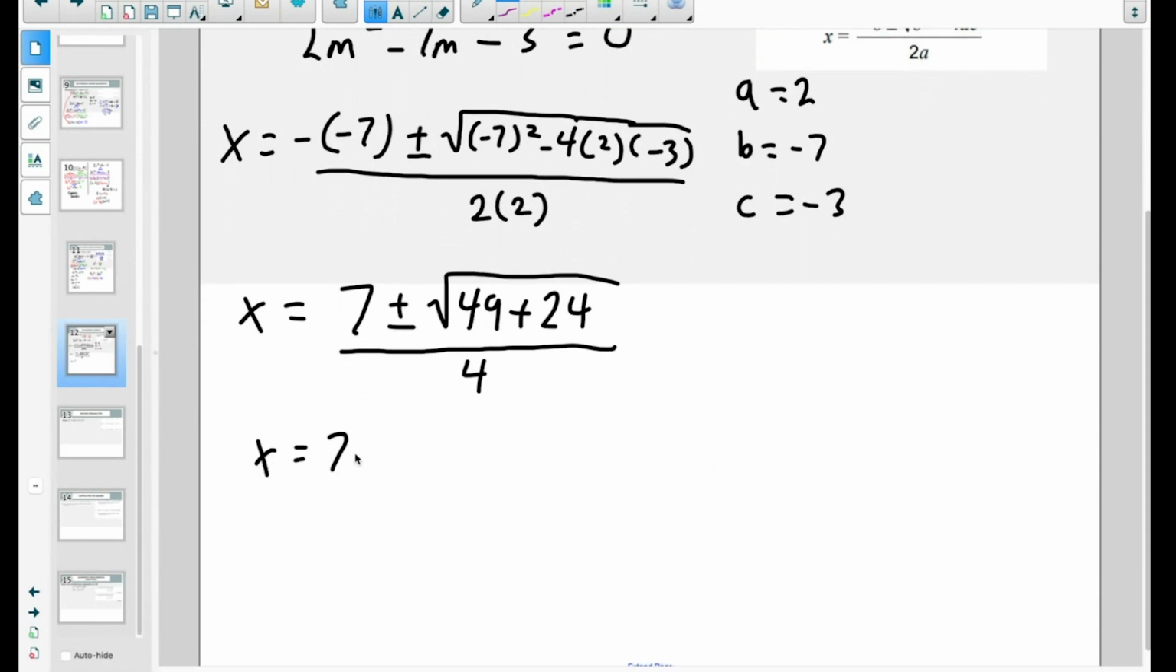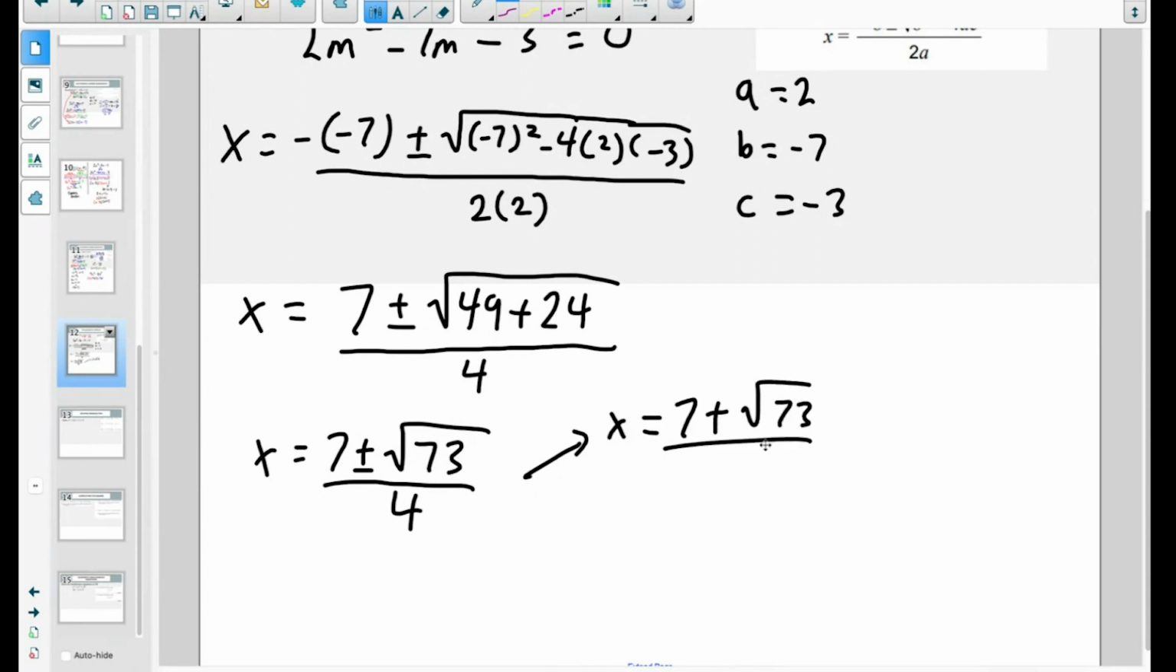X is equal to 7 plus or minus the square root of, that's going to be 63 divided by 4. Okay, not 63, that's 73. Definitely need a coffee again pretty soon. 73 divided by 4. So this means that I have two answers. I have x is equal to 7 plus the square root of 73 divided by 4, and my second answer, x is equal to 7 minus the square root of 73 divided by 4.